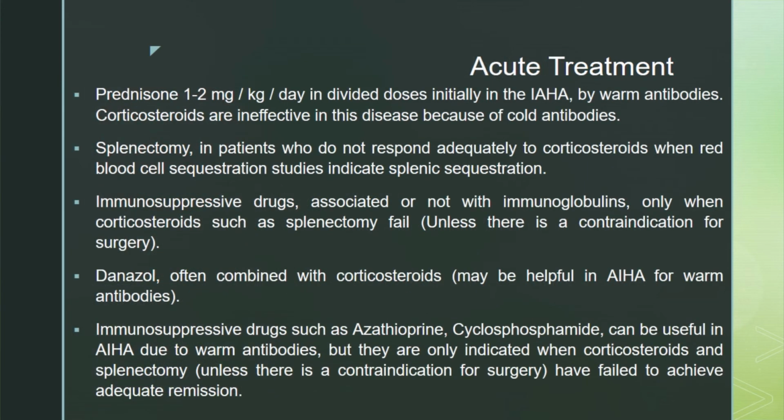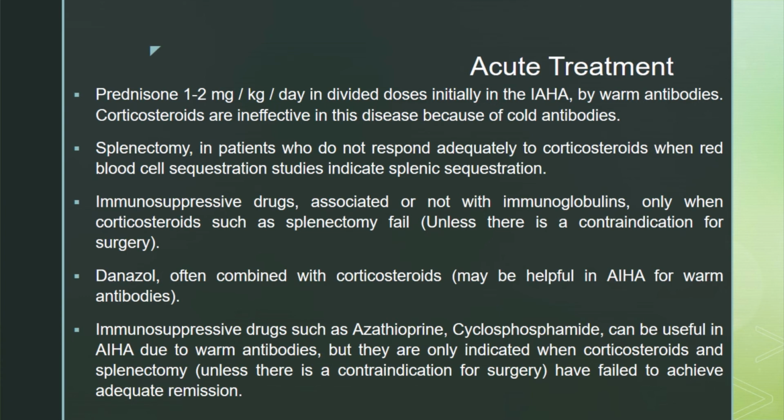Acute treatment. Prednisone 1 to 2 mg per kilogram per day in divided doses initially in autoimmune hemolytic anemia due to warm antibodies. Corticosteroids are ineffective in this disease when caused by cold antibodies. Splenectomy in patients who do not respond adequately to corticosteroids when red cell sequestration studies indicate splenic sequestration. Immunosuppressive drugs, associated or not with immunoglobulin, only when corticosteroids and splenectomy fail, unless there is a contraindication for surgery.